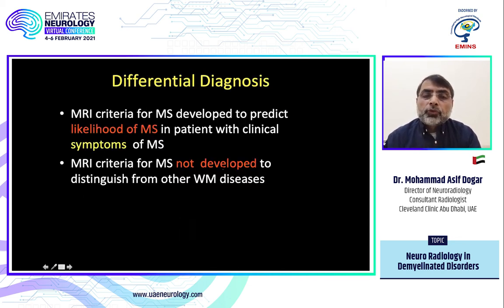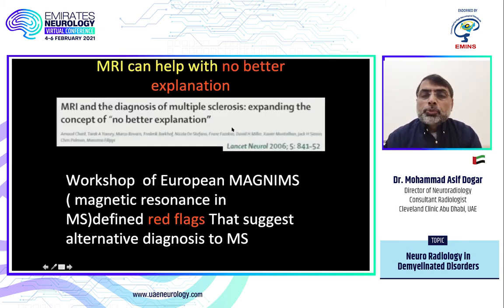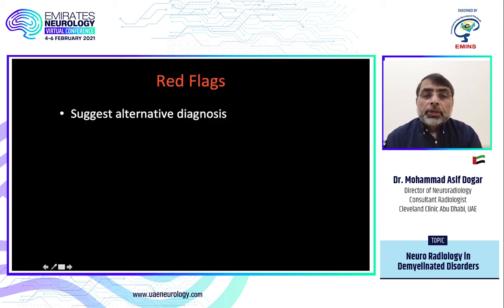So what is the differential diagnosis for MS? Again, the same group, the MAGNIMS group, they met in 2006 and they came up with the red flags. I like this paper much for the differential diagnosis of MS. And again, we have to apply this criteria, no better explanation. So in order to expand this concept, they came up with these red flags. So what are the red flags which are suggestive of an alternative diagnosis than MS?